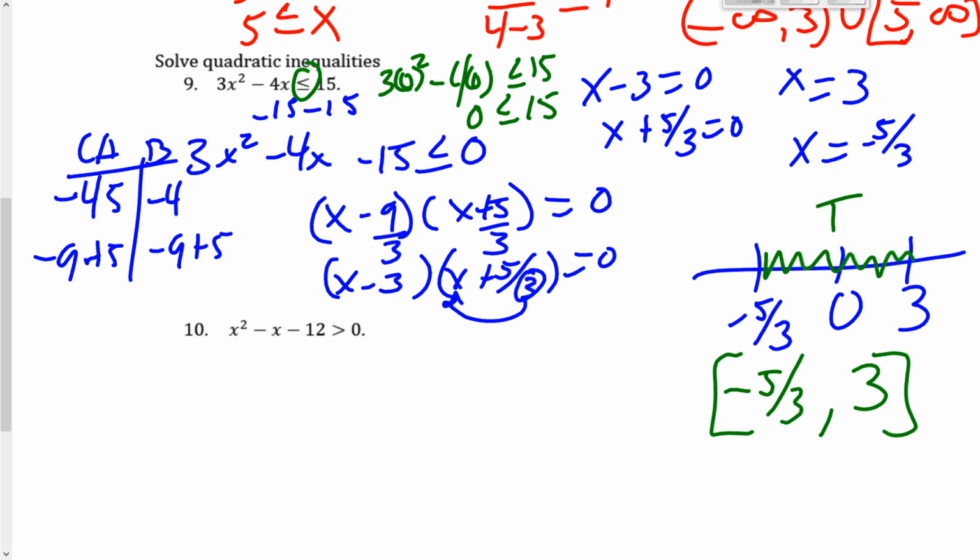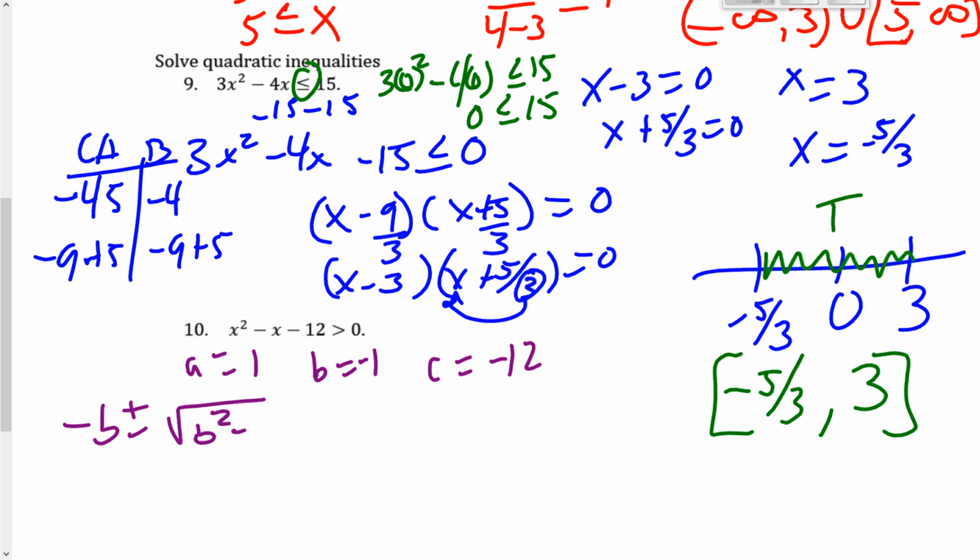Again, it's a quadratic. This one is factorable again, but you could use quadratic formula. Let's go ahead and do quadratic formula. It is set equal to 0. So I have my a equals 1. I have my b equals negative 1. And I have my c, which equals negative 12. So here we can go ahead and do quadratic formula. That's negative b plus or minus the square root of b squared minus 4ac all over 2a.